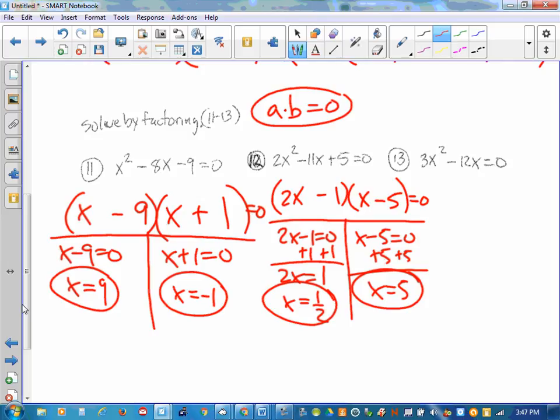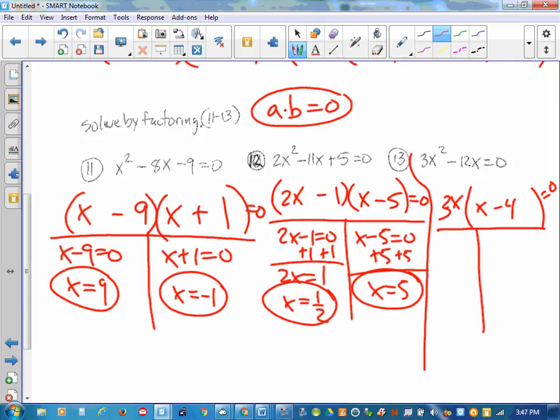Okay, the next one is taking out the common factor. I'll draw a line right there. 3 is a common factor and also x's, so I divide those out or pull them to the front. So I have what left over when I take out 3x? Well, I have an x and I have a minus 4 equals 0. Do the zero product property, 3x equals 0, x minus 4 equals 0. Now I divide by 3, I get x is equal to 0 and x equals 4.